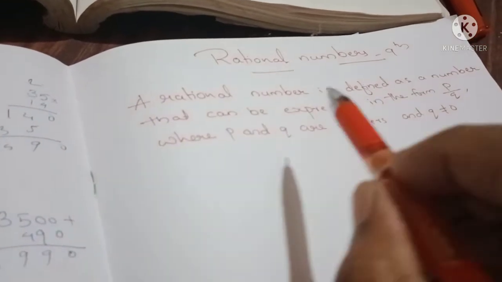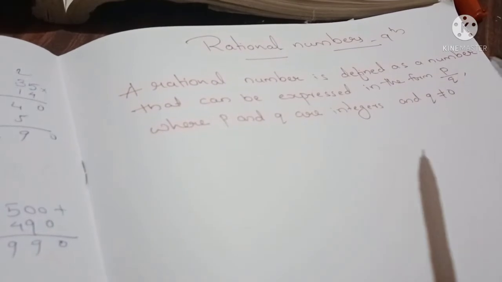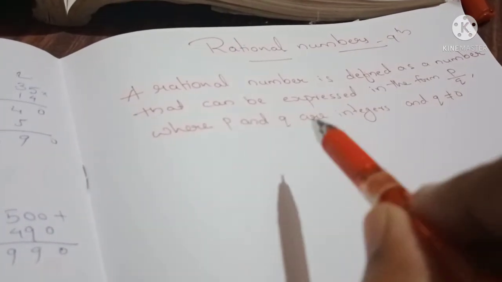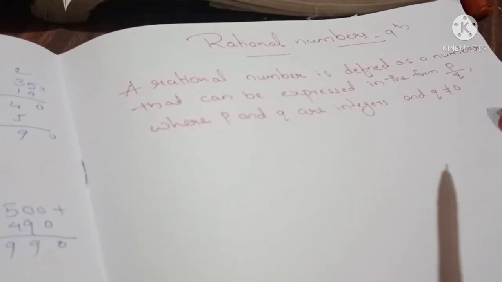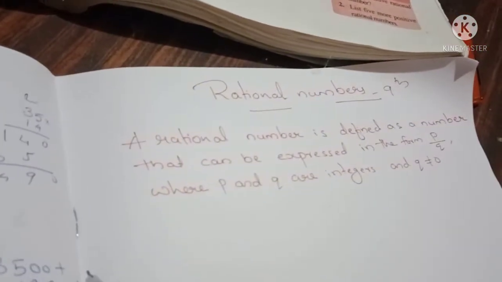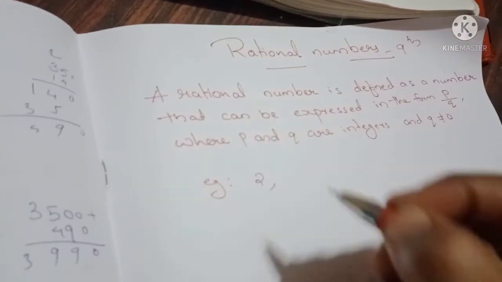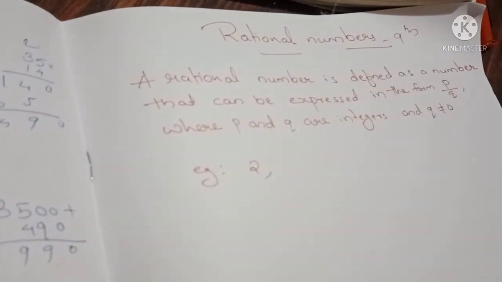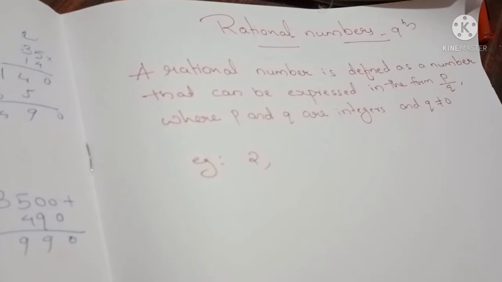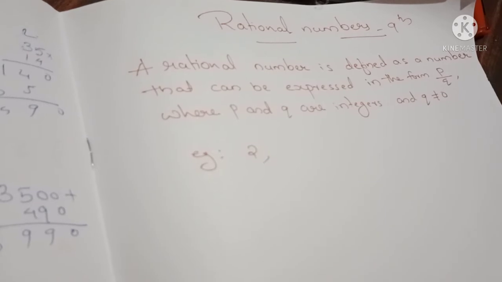A rational number is defined as a number that can be expressed in the form of p by q, where p and q are integers and q is not equal to 0. We can explain this through an example. These numbers 1, 2, 3, 4 are natural numbers. When you add 0 to these natural numbers, they become whole numbers.